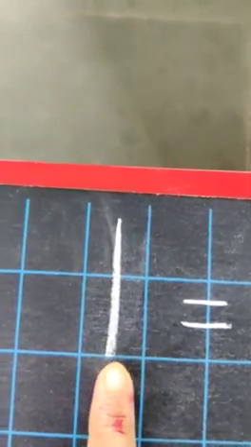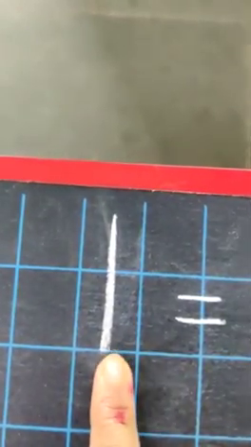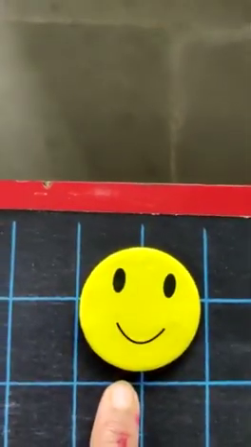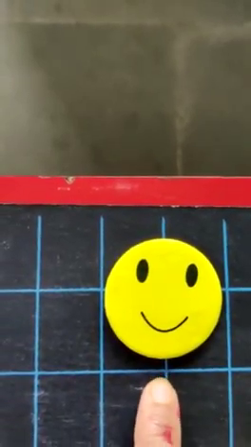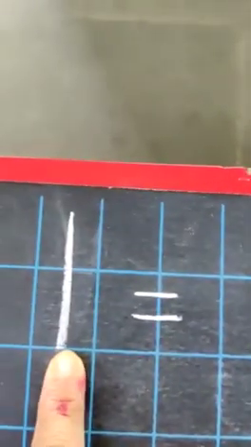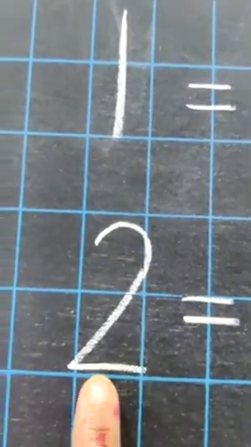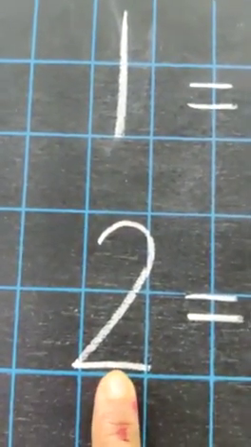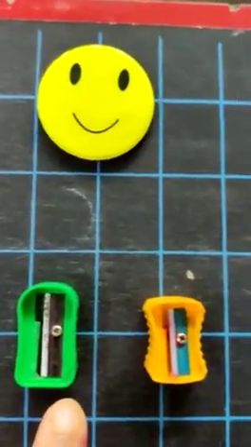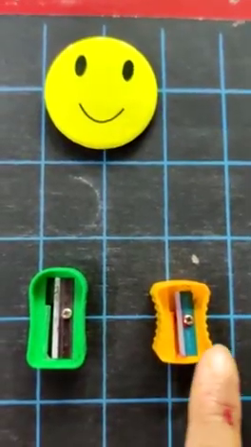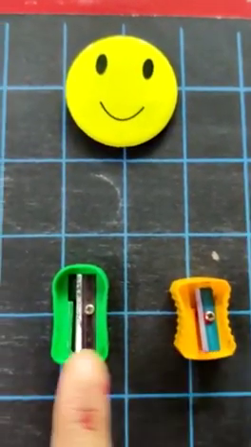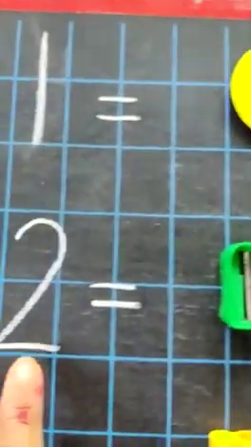Here children, this is number 1. Number 1. So we have 1 smiley here. 1 smiley because we wrote number 1. Now what comes after 1? 2. Number 2. So let us see how many sharpeners. Yes, 2. 1, 2. So we have 2 sharpeners here because it's number 2.